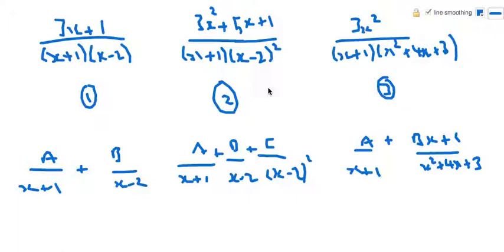For situation number 2, we might have a repeated factor, x minus 2 squared in this case. So this will be a cubic underneath, so on top we have 1 power less, so we have a quadratic. Here we're going to have A, B, C, but we're going to have x plus 1, x minus 2, and x minus 2 squared.